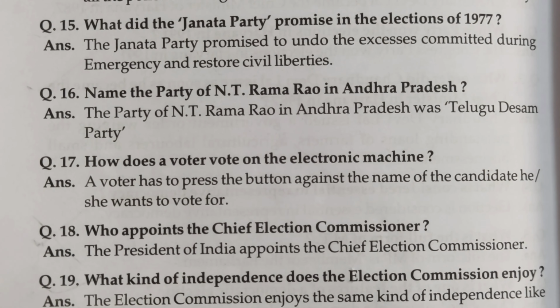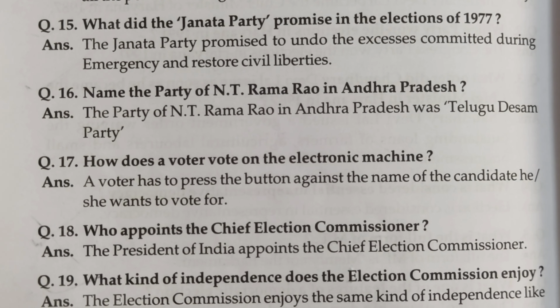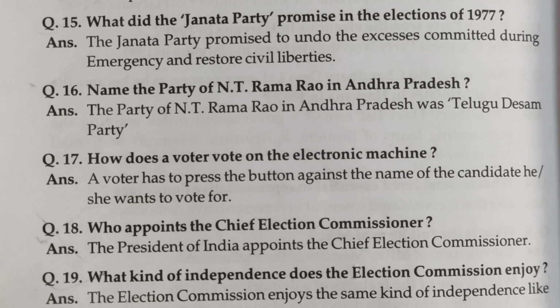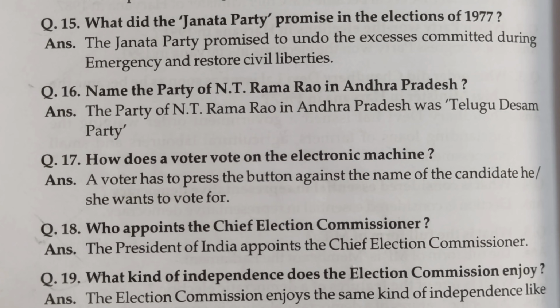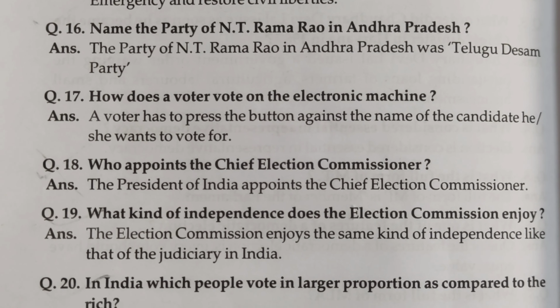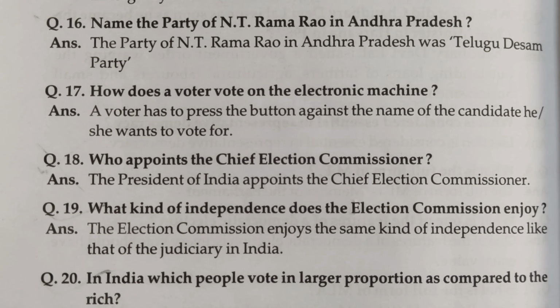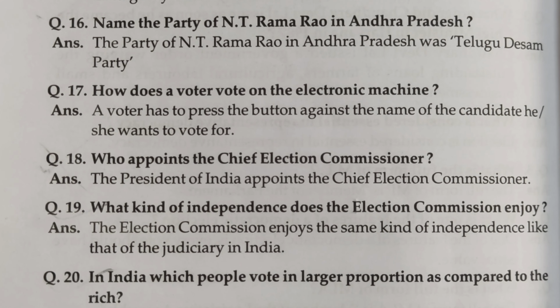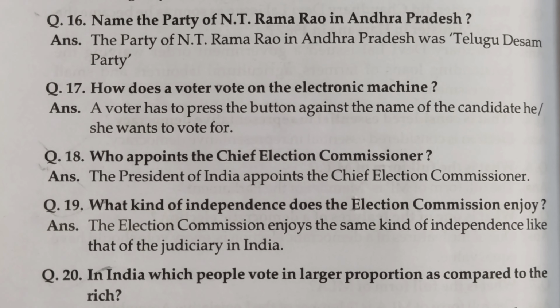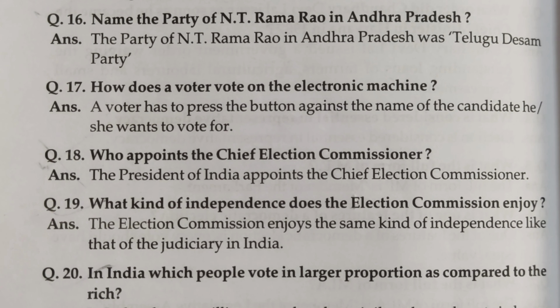Question number 16. Name the party of N.T. Rama Rao in Andhra Pradesh. The party of N.T. Rama Rao in Andhra Pradesh was the Telugu Desam Party. Question number 17. How does a voter vote on the electronic machine? A voter has to press the button against the name of the candidate he or she wants to vote for.